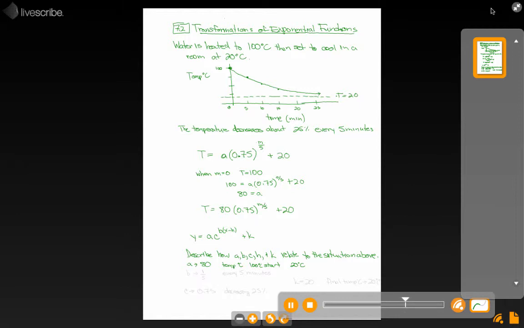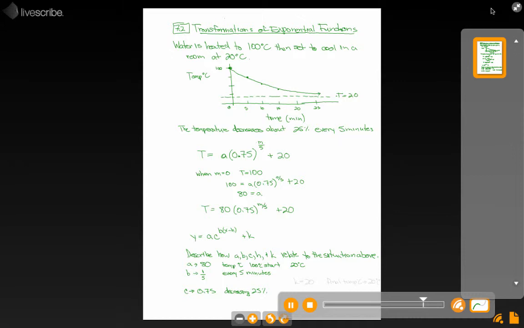Now the b is 1/5, because we said to do m divided by 5, and we did that because it was every 5 minutes that they gave us in the part of the example where it said every 5 minutes it decreases 25%, which also explains why this base is 0.75. If they would have said decreases 10%, we would have had a base of 0.9. If they would have said every 2 minutes, we would have had 1 over 2 instead of 1 over 5. So you can kind of translate things that you know into this equation.